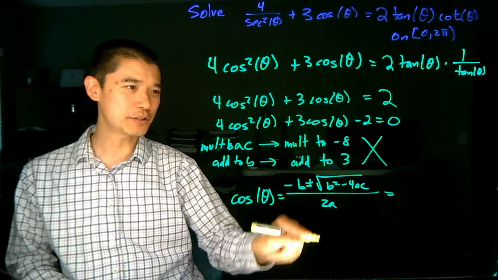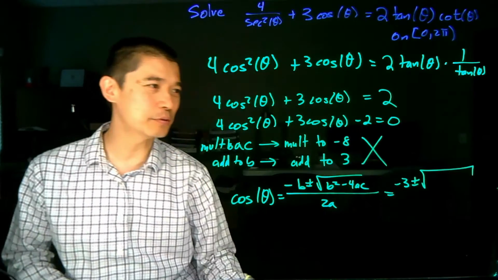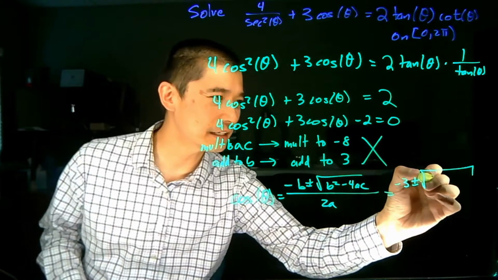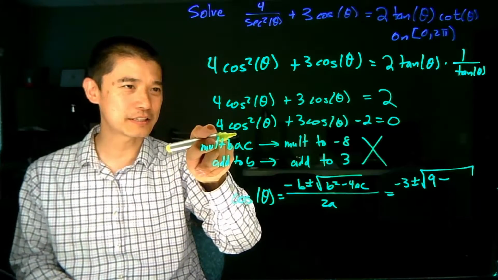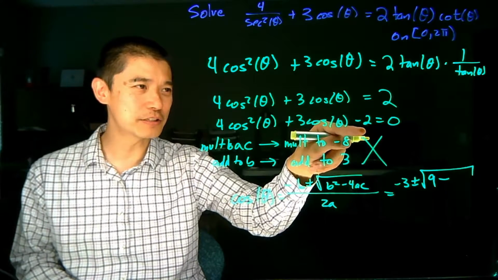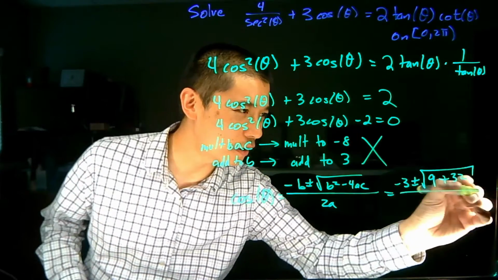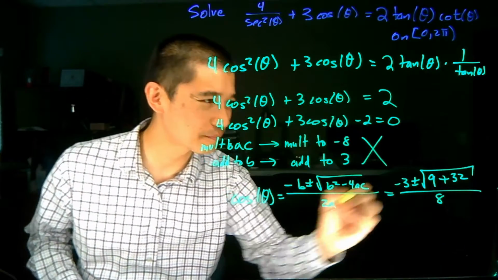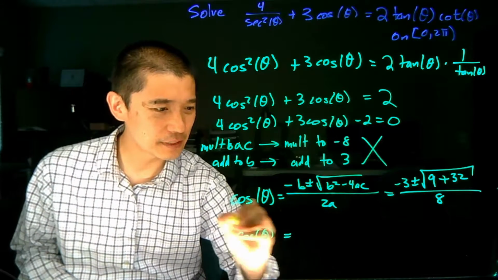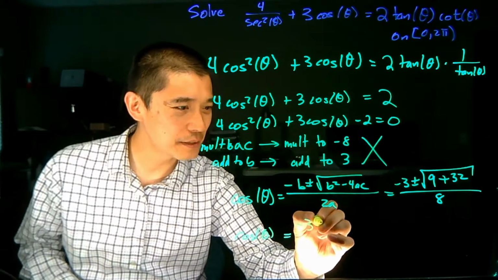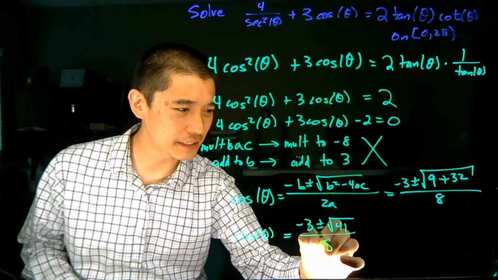So when we make the substitution, our b value is 3. So negative 3 plus or minus the square root of 3 squared, which is 9, minus 4 times a times c. So 4 times 4 is 16, times negative 2 is negative 32. So it'll be plus 32, right? Minus a negative, all over 2 times a, which is 8. So our cosine of theta is equal to negative 3 plus or minus the square root of 41 over 8.